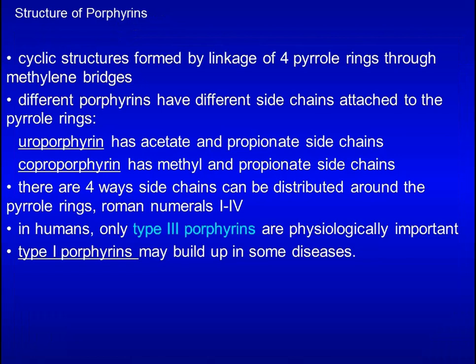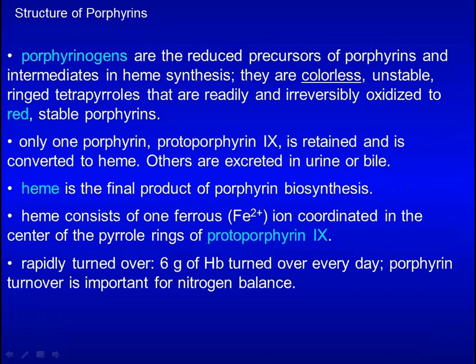Structural features of porphyrins are summarized in this slide. Again, only type 3 porphyrins are physiologically important. Porphyrinogens are the reduced precursors of porphyrins. They are colorless and unstable. They are readily and irreversibly oxidized to porphyrins that are red and stable. Only one porphyrin, protoporphyrin 9, is retained and is converted to heme. Others are excreted in urine or bile.